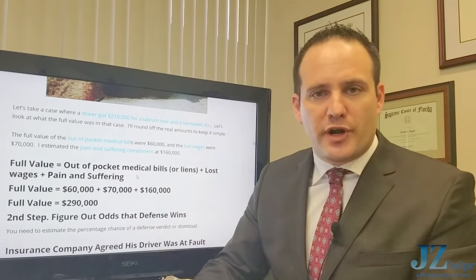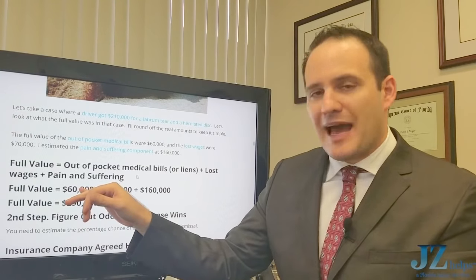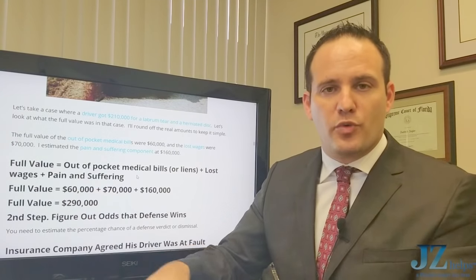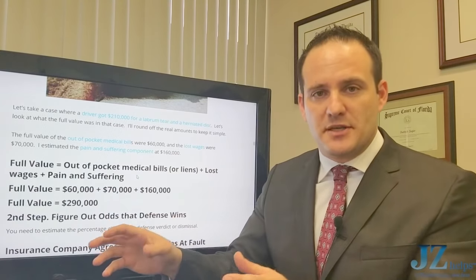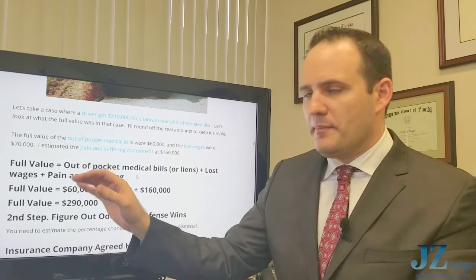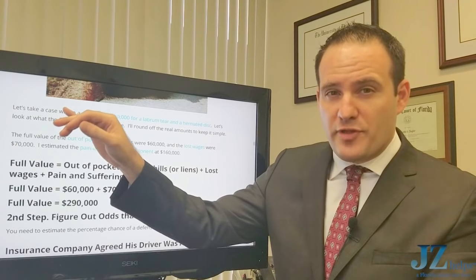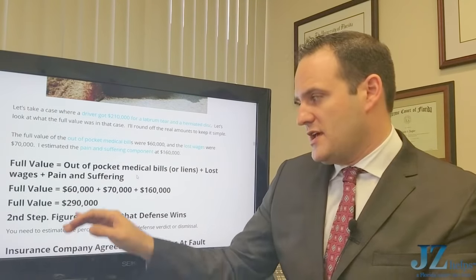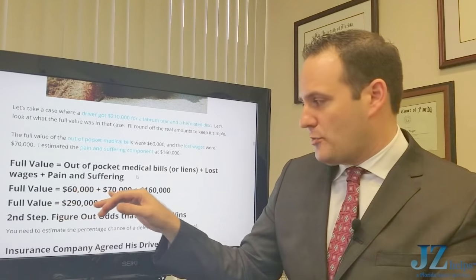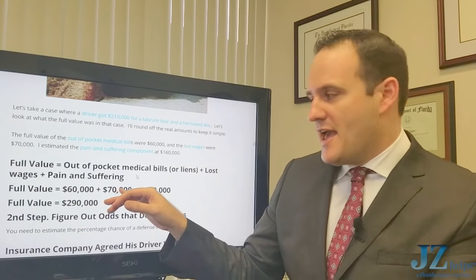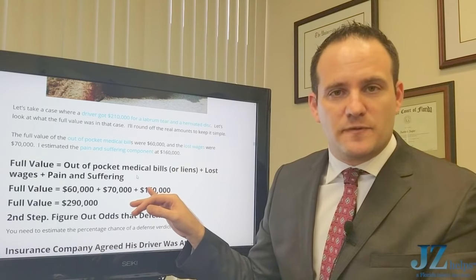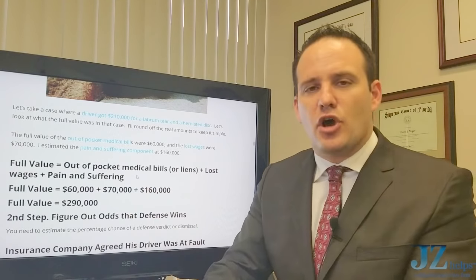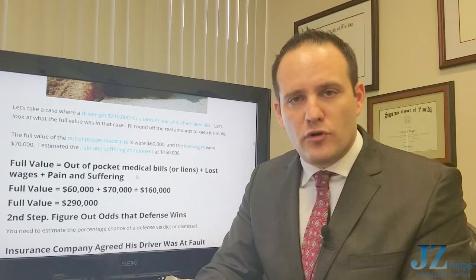And the values we're going to use are his out-of-pocket medical bills. Actually, what the workers' compensation insurer paid was $60,000 for medical bills. But again, there was a third party, someone other than his employer. The other truck was at fault. $60,000 for medical bills, $70,000 in lost wages, and I came up with $160,000 for the pain and suffering component. It is the most difficult component.